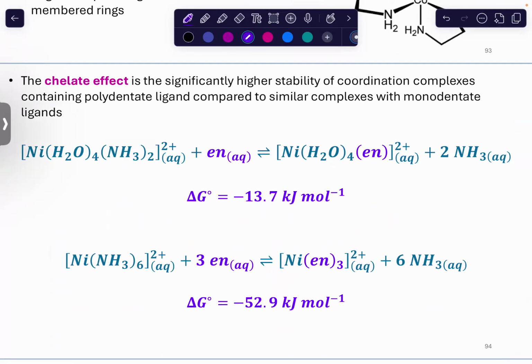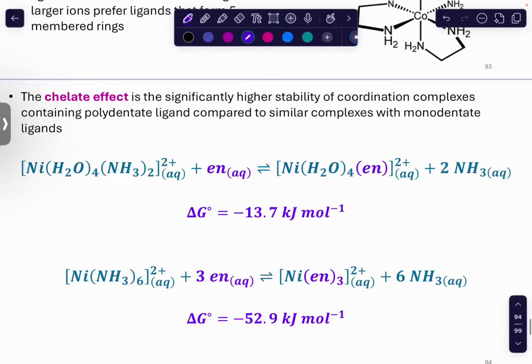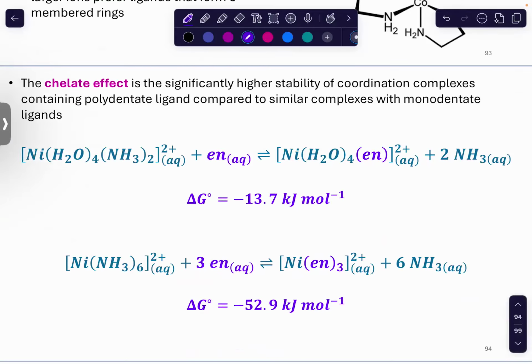The chelate effect: significantly higher stability of coordination complexes with polydentate ligands compared to similar complexes with monodentate ligands. So if you get these polydentate chelation ligands, you get much more stable compounds. You see there's your en showing up again, and that is your ethane diamine. You're going to see a lot of these abbreviations in the book. Just look them up because they're pretty standard abbreviations.